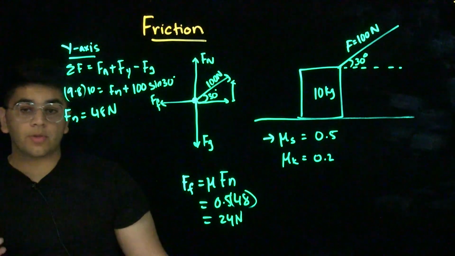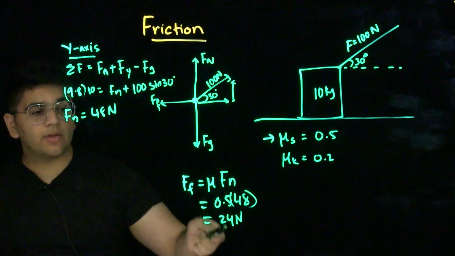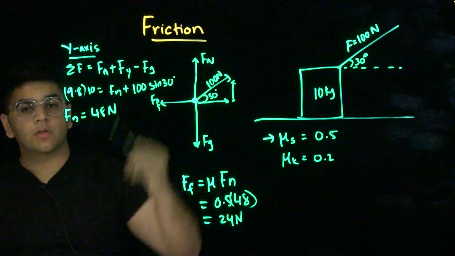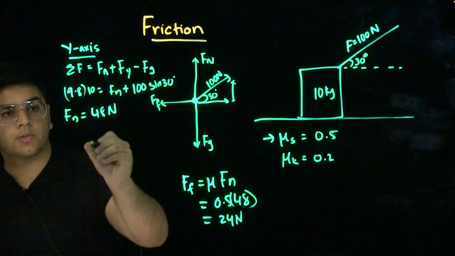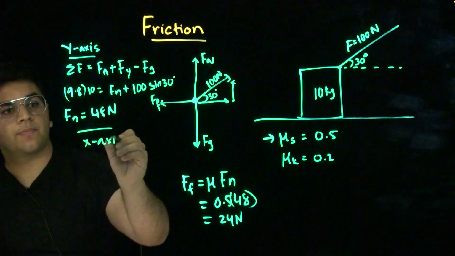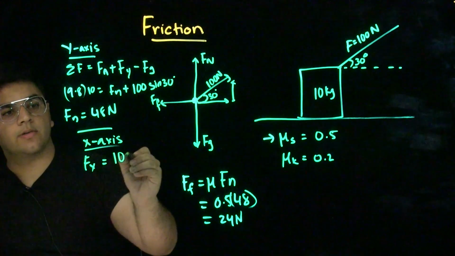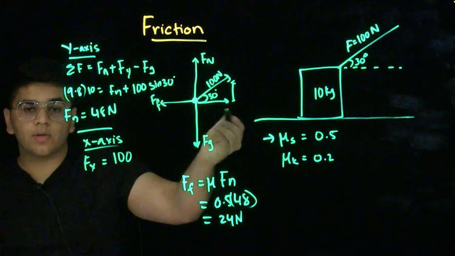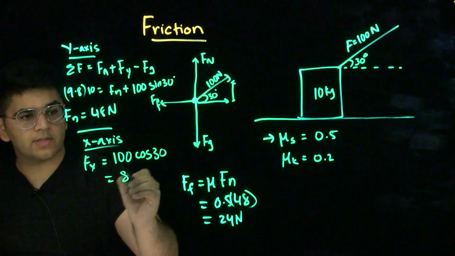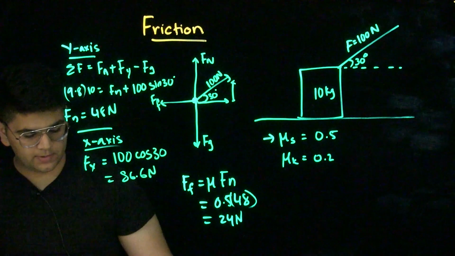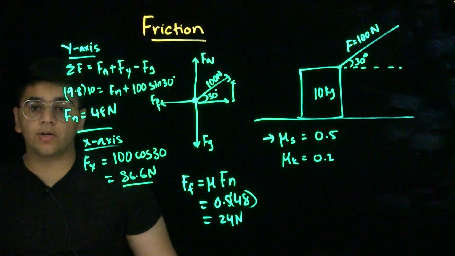Now, how can we tell whether or not the box will move? We know in the x direction, our force from the rope must be higher than the force exerted by the friction force. So what is the x direction force exerted by our 100 newton force that we're pulling the rope with? In the x-axis, the x component of the force will be 100 newtons times, since we're dealing with the adjacent side, cosine of 30, which gives us 86.6 newtons. Now, as the force exerted is higher than the force of static friction, we know the box will move.